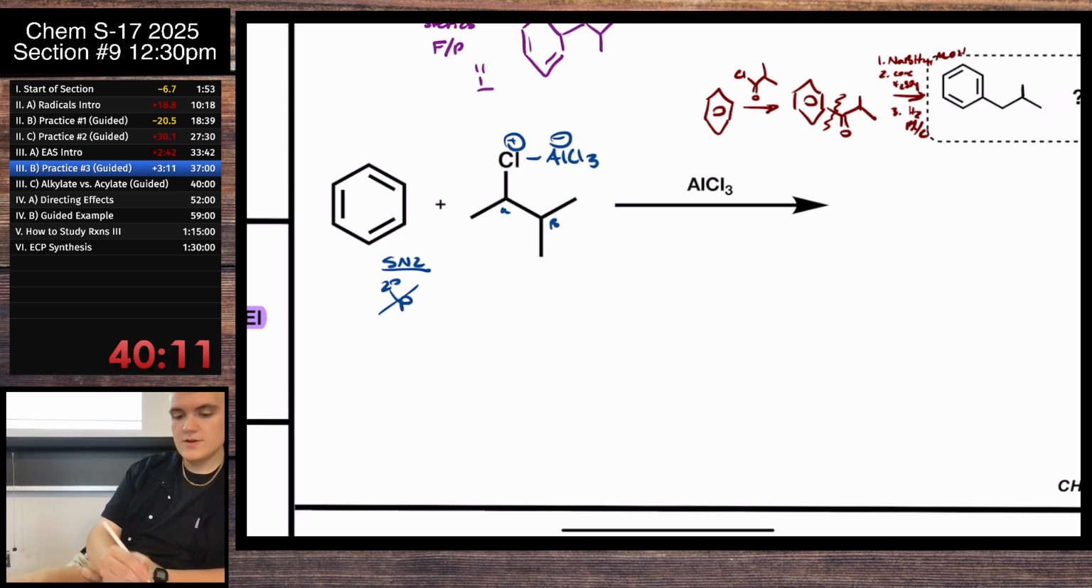Okay, so if SN2 is not good, what about SN1? Good, fair, poor?